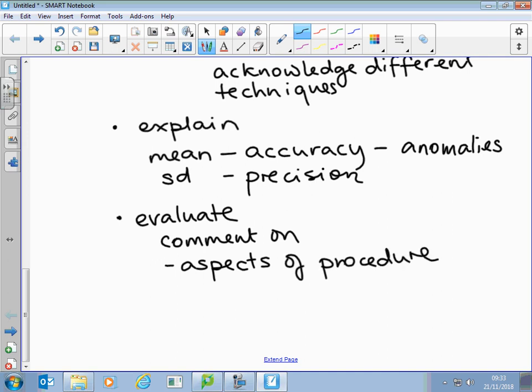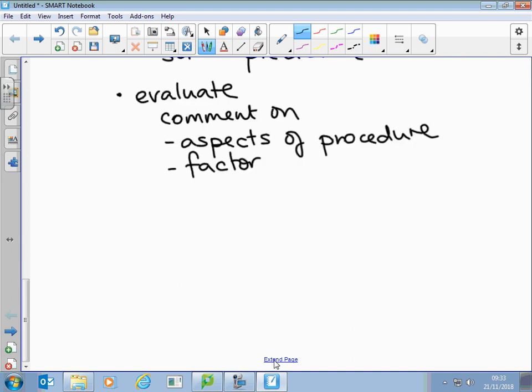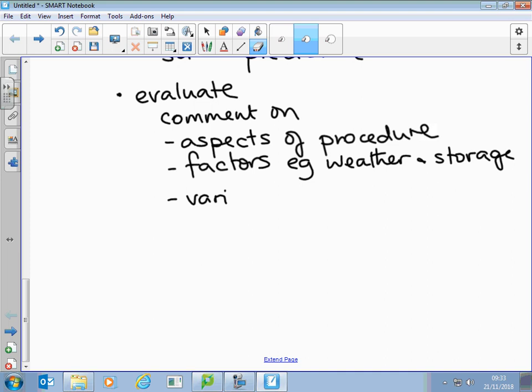But then other stuff that you'll find in there, factors affecting the potatoes, things like weather when they're growing, storage, how long they're stored for, and then things like varieties of potato, solutes that are used. Oops, that's not supposed to say variables. Varieties. Solutes, that sort of thing.